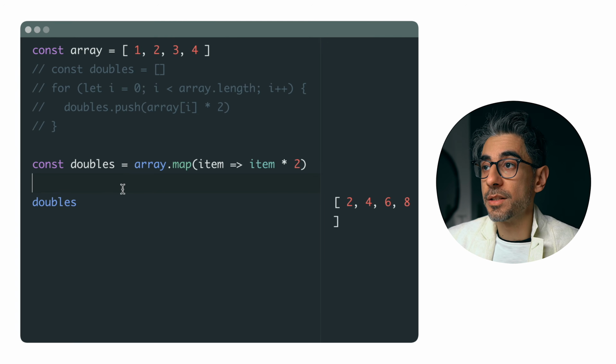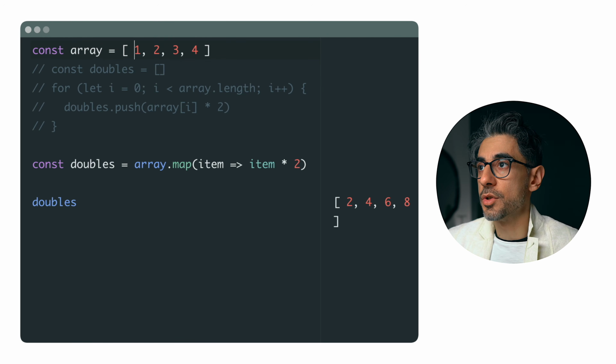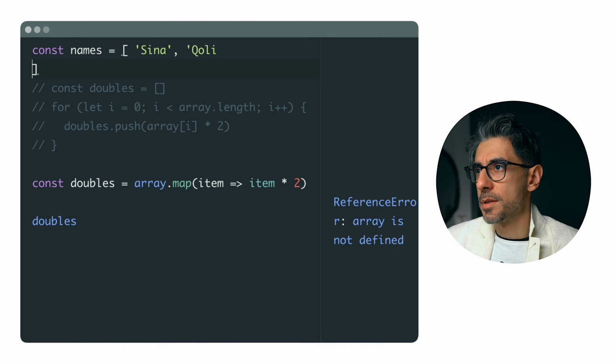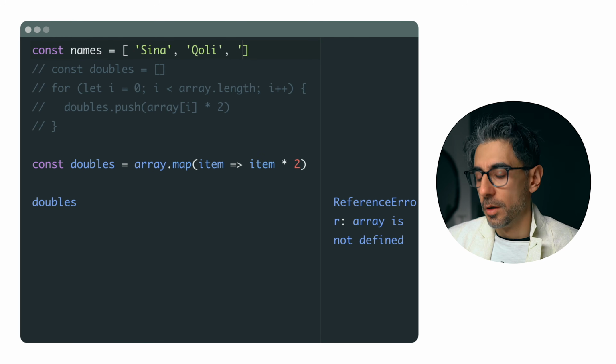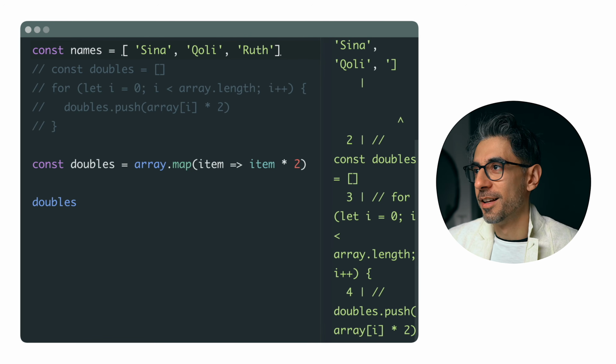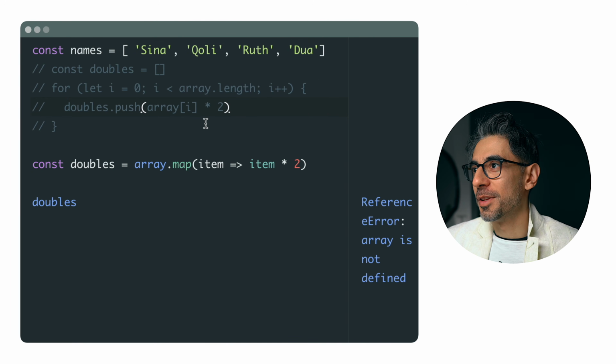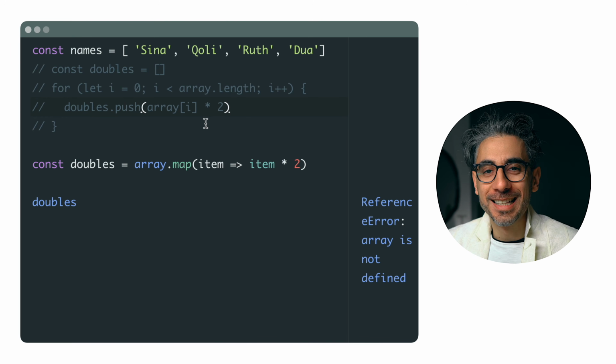We do this in React too, right? So let's make this a little more interesting. Let's say we have an array of names. Sina. Oli. Whoops. And then we have Ruth and Dua. Ruth Bader Ginsburg and Dua Lipa.